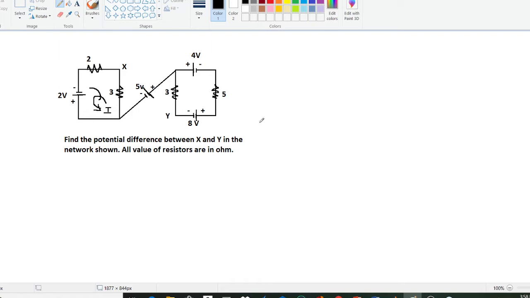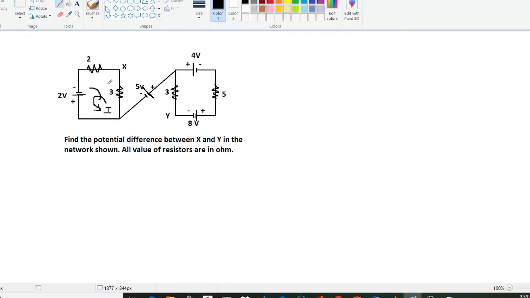Today again I am back with another important numerical in basic electrical engineering. Here you can see the circuit on the screen, and in this circuit we have to find the potential difference between X and Y. All the values of the resistors are given in ohms.